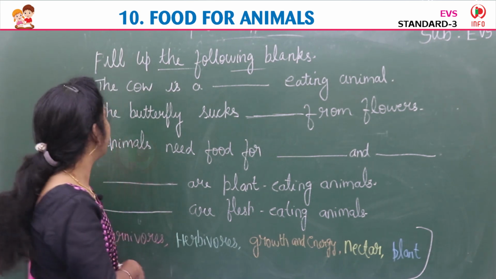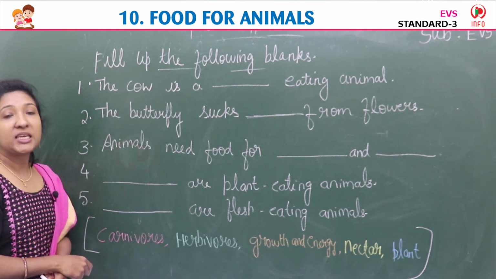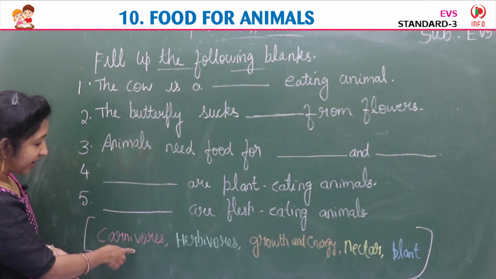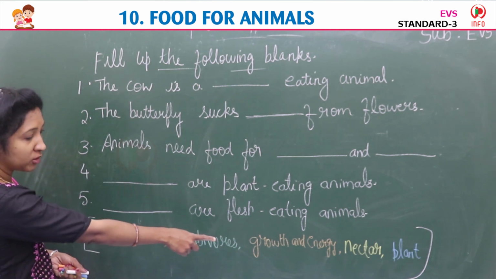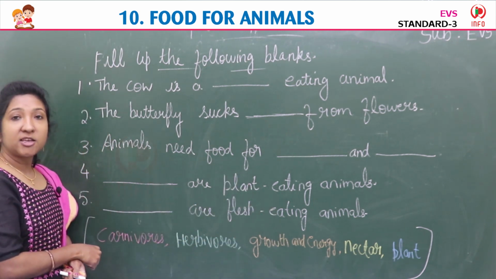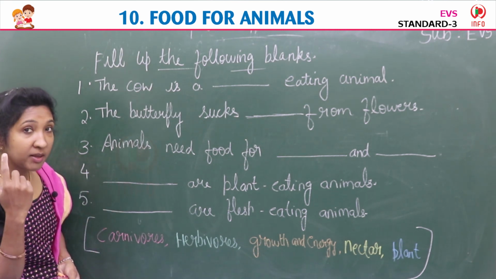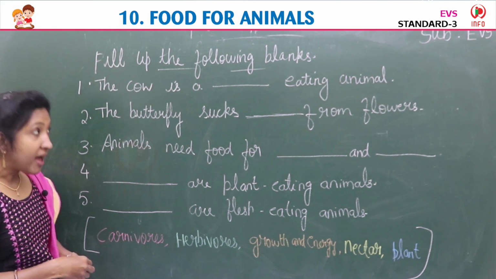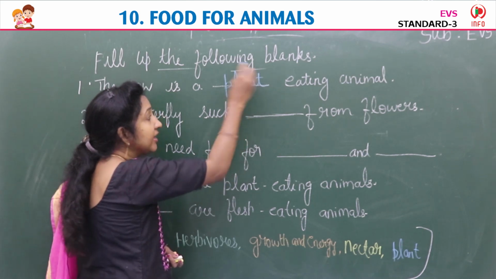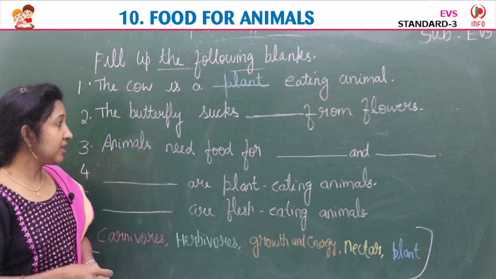You have to fill up. The first question is, the cow is a dash eating animal. In the clue kit, we have carnivores, herbivores, growth and energy, nectar, plant. So, which is the right answer, children? The cow is a plant eating animal. Yes, the cow is a plant eating animal or grass eating animal, we say, isn't it?